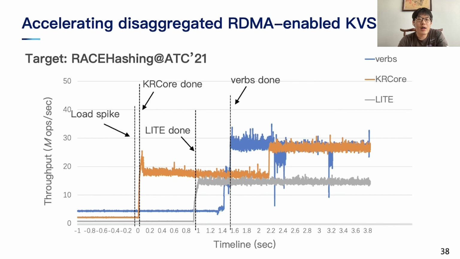Note that initially KRCore has a lower throughput than verbs because DCT is slower. Nevertheless, we apply an optimization to dynamically switch from DCQP to RCQP in the background for the applications, and can regain the high performance which is similar to verbs. Notice that LITE is slower than verbs and KRCore at the final time because it doesn't support a low-level RDMA API, which is necessary for applying various RDMA-enabled optimizations exploited by RACE.